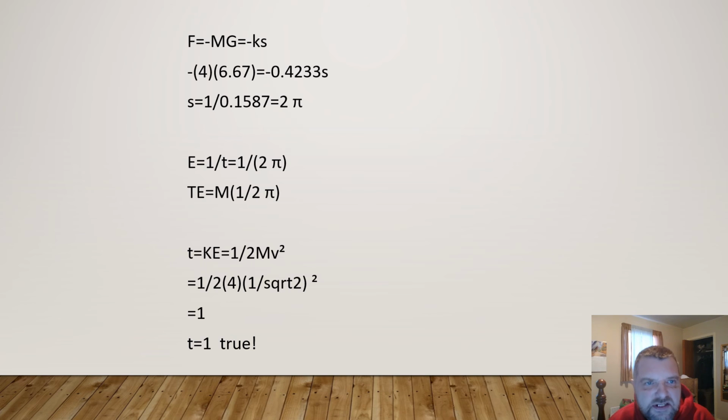So when we have the force equal to the Newton's gravitational equation, minus mg, again it's minus because gravity is compressive, is equal to the minus of this ks of the spring. The minus signs cancel, but you have the mass is 4. The mass being 4 comes from the kinetic energy T equals 1/2 mv squared. So V is equal to 1 over root 2, squared is 1/2. And we know that the time is 1, so 1 is equal to 1/2 times 4 times 1/2. So 1 is equal to 1, and that's true.